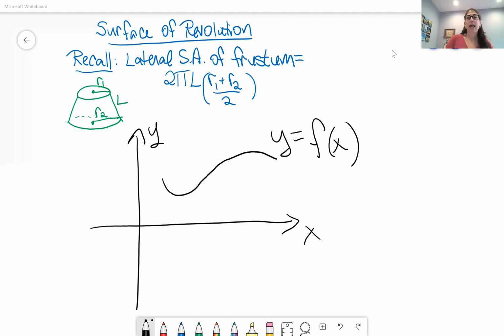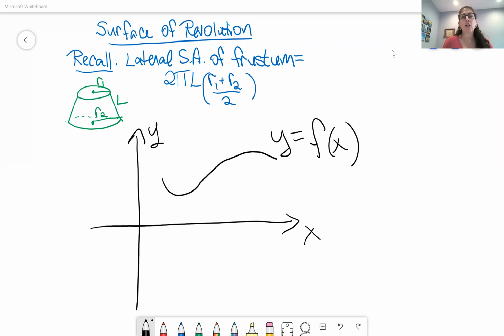So recall from the last episode, we talked about the lateral surface area of a frustum, which is a portion of a cone. And we determined that the formula for the lateral surface area of a frustum is 2 pi L, where L is the slant height, times the average of the radii, the radius of the top base and the radius of the bottom base.